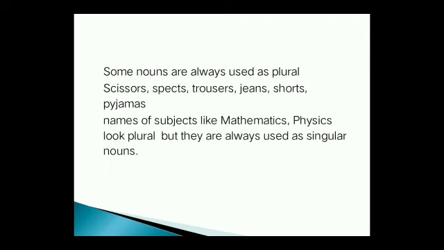So there are many ways to change the number of a noun. Some nouns are always used as plurals. For example, scissors, specs, trousers, jeans, shorts, pajamas. Okay, these are always used as plurals. Names of subjects like mathematics, physics look plural because we have S at the last, but they are always used as singular nouns. Okay, mathematics is not a plural noun, physics is not a plural noun. It is singular. It just looks like a plural noun.